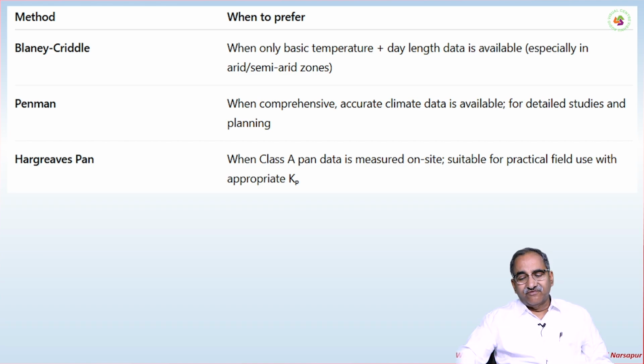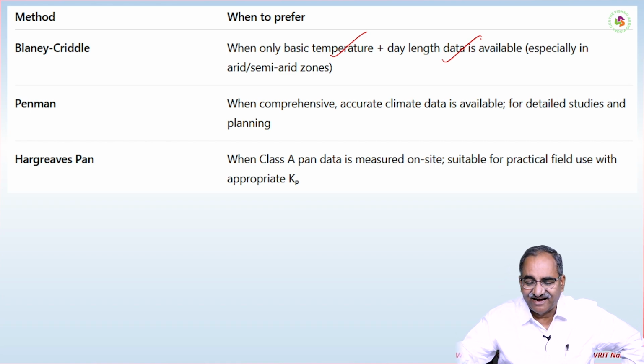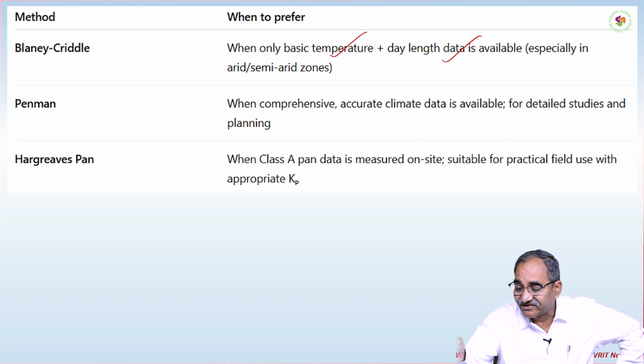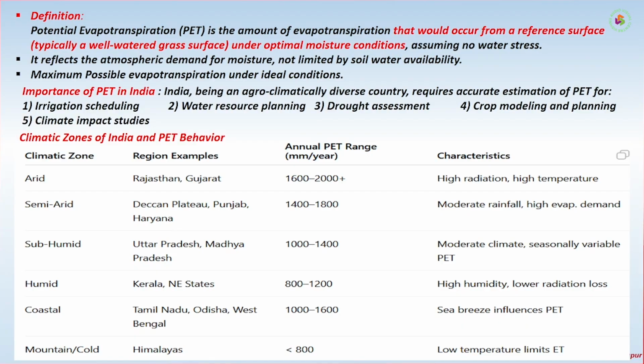The Blaney-Criddle method is used when only basic temperature and day length data are available, whereas for Penman's method comprehensive, accurate climate data is required, and only then is this method used. For this one, it is only pan evaporation data. If it is there, you can use this.